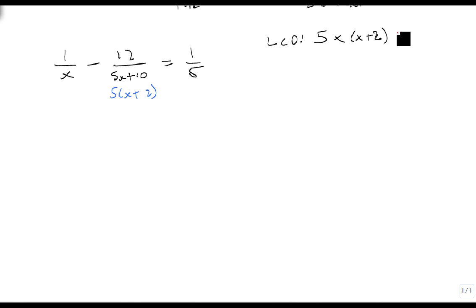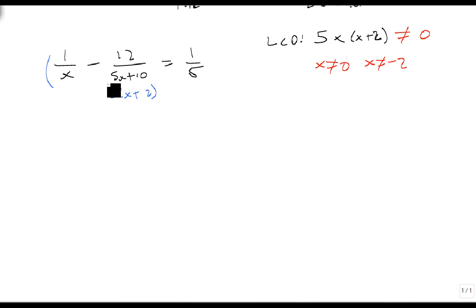Now, because of the extraneous solutions, I always stop at this point and say my lowest common denominator cannot equal 0. So that says x can't be 0, and x can't be negative 2, because if I plug in a 0, I get 0, and if I plug in a negative 2, I get 0. But the 5 doesn't affect it, because 5 is never equal to 0, it never contributes.